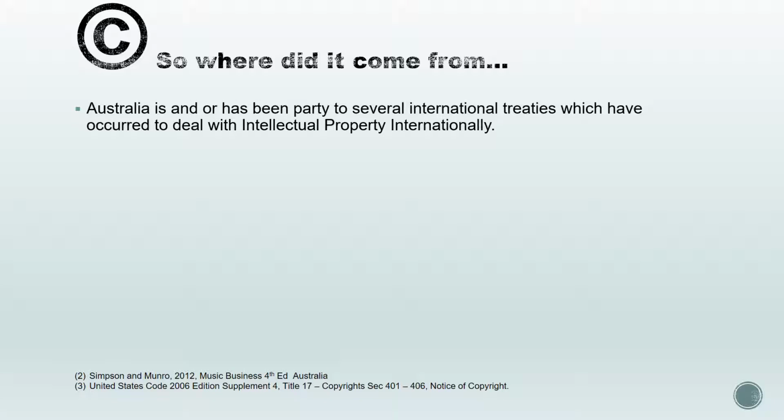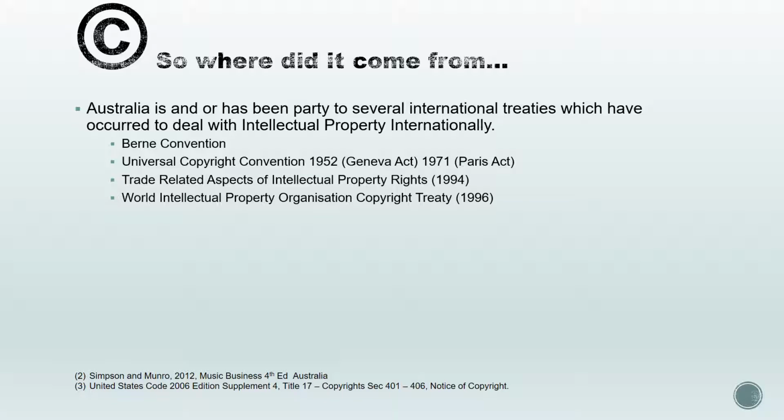Where did it come from? Australia is party to several international treaties that exist to deal with intellectual property rights internationally. Of this principle is the Berne Convention. The Berne Convention embeds the idea that copyright exists upon creation. This didn't sit well with all countries, not all of which subscribed to it.